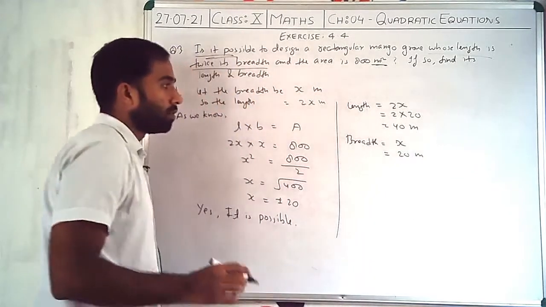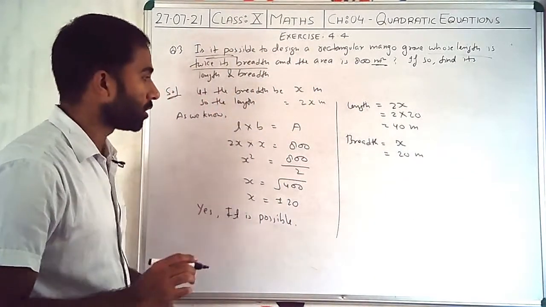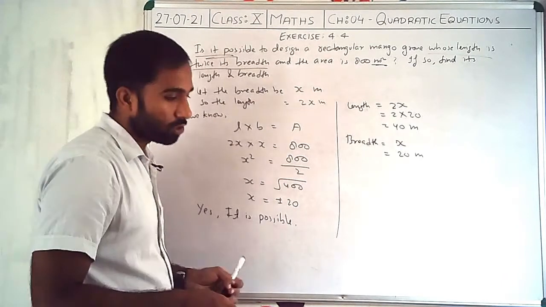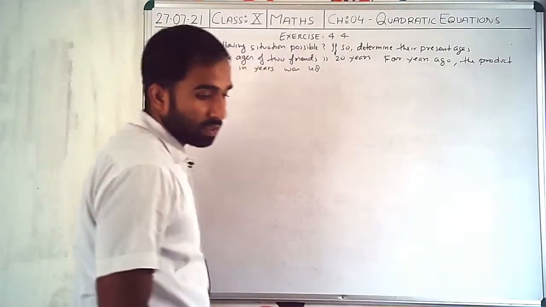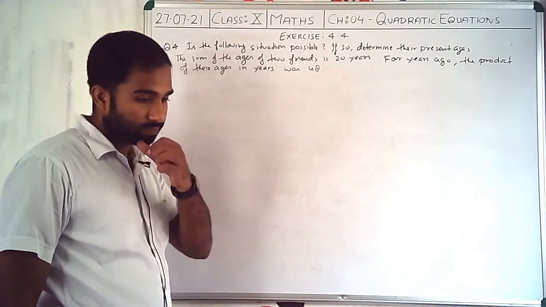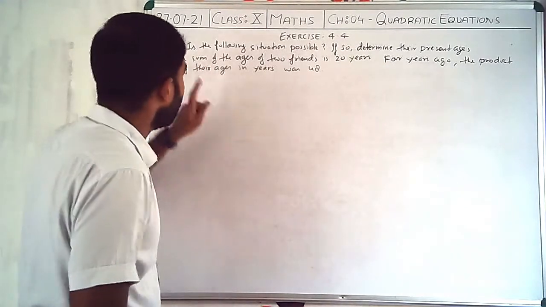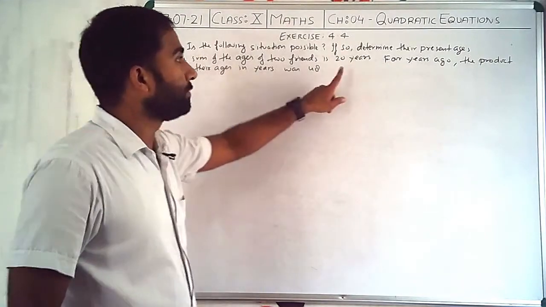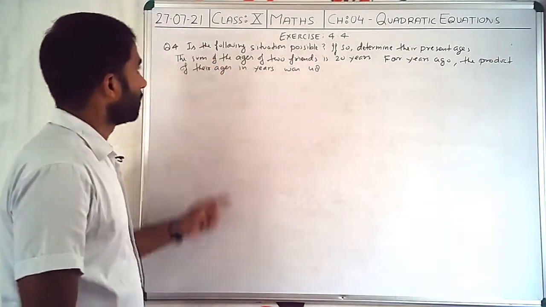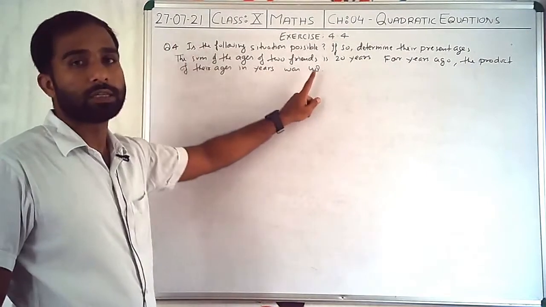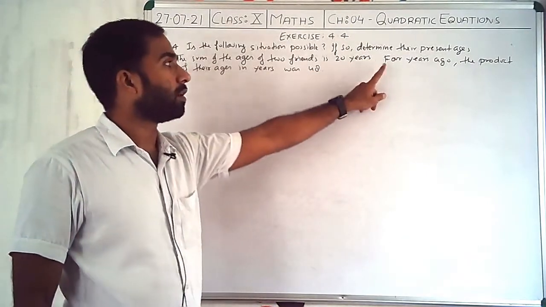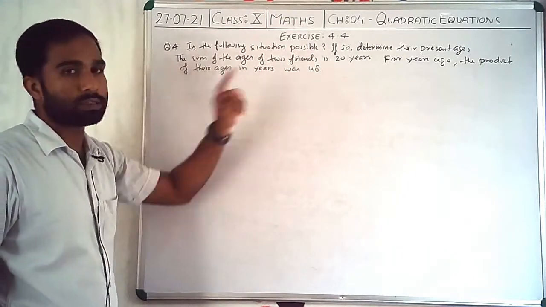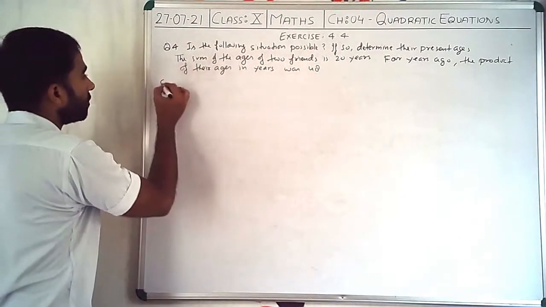I hope all of you have understood this question, how we can solve it. Come to the next question. Is the following situation possible? If so, determine their present ages. The sum of the ages of two friends is 20 years. 4 years ago, the product of their ages in years was 48. So now the solution.